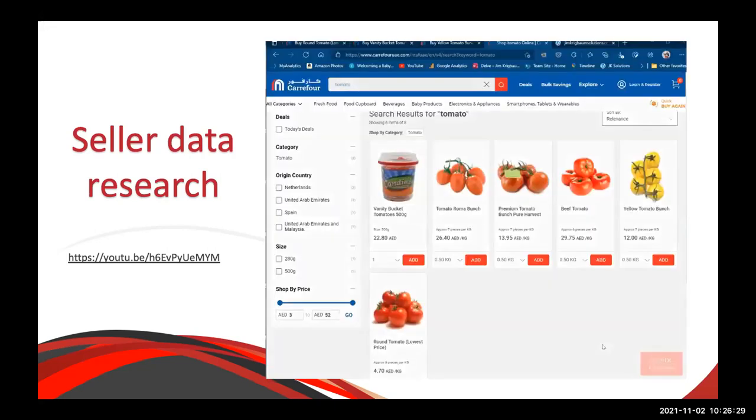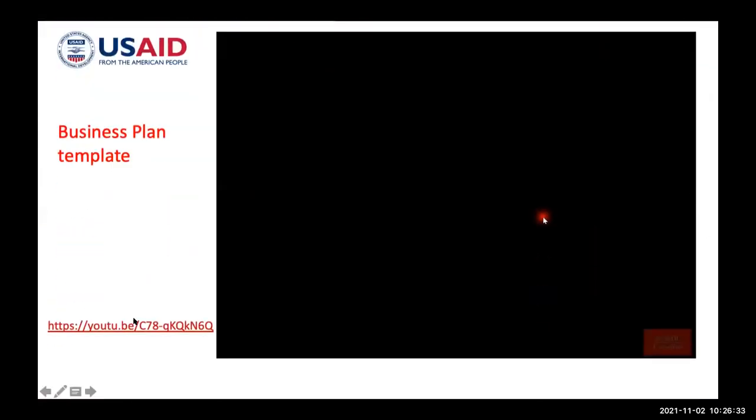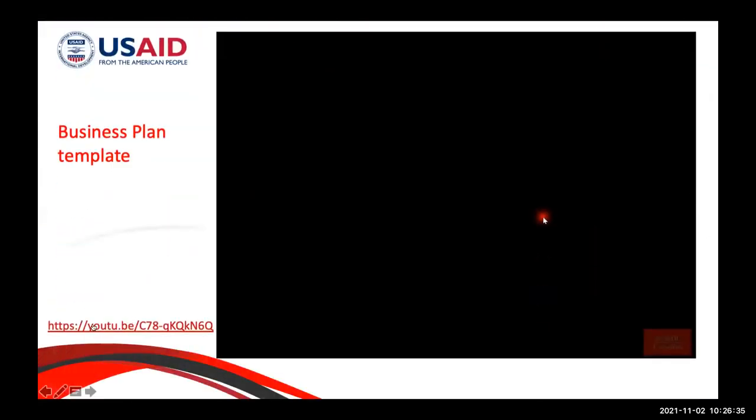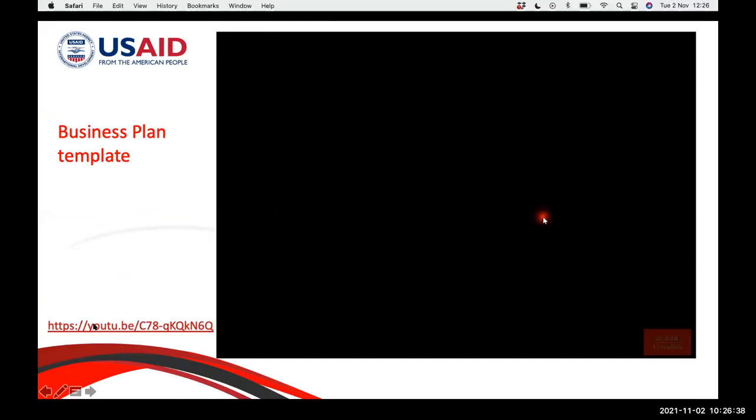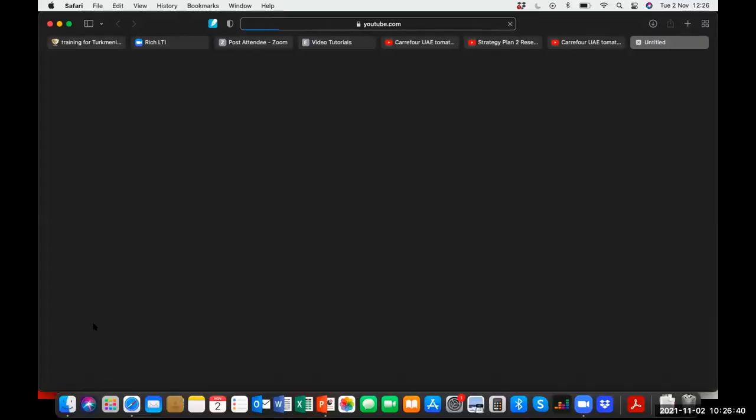Now, continuing with our example on tomatoes, through our research. Now this is a small, let me just go through this first and then I'll comment afterwards.